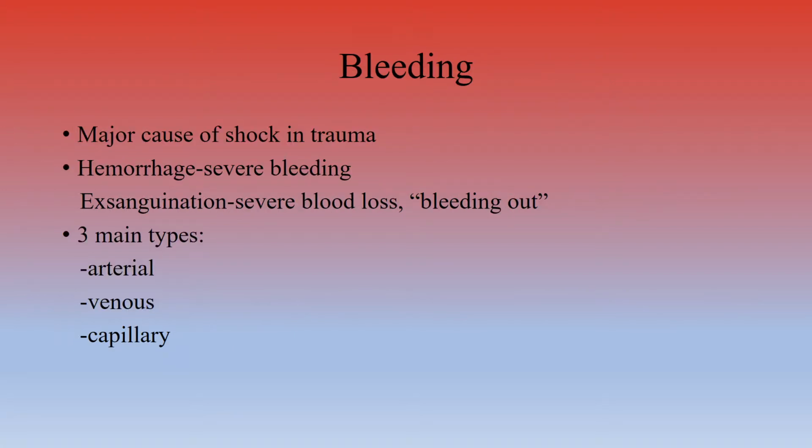Now let's talk about bleeding. It is the major cause of shock in trauma. You may have heard of bleeding referred to as hemorrhage, which is severe bleeding, or exsanguination, which is also severe bleeding, severe blood loss, colloquially known as bleeding out. There are 3 main types of bleeding: arterial, venous, and capillary.